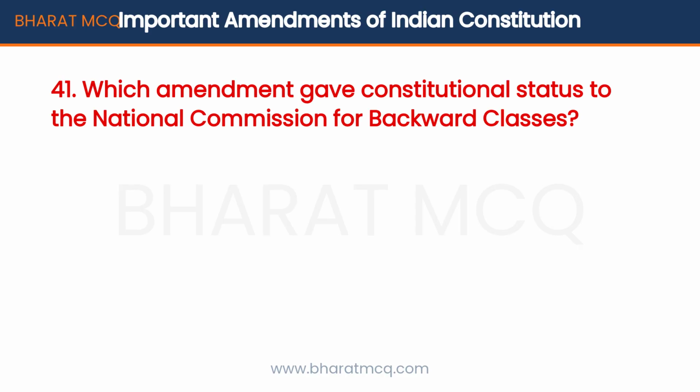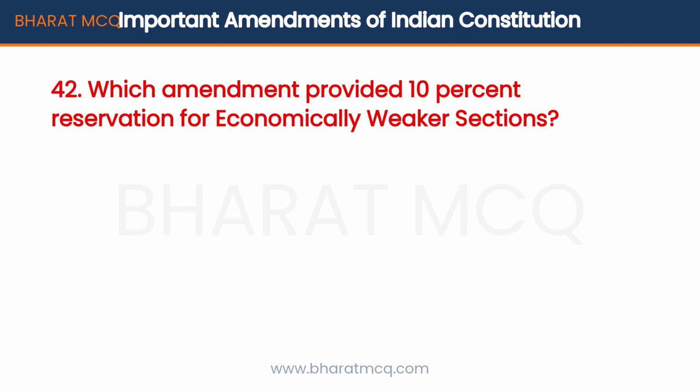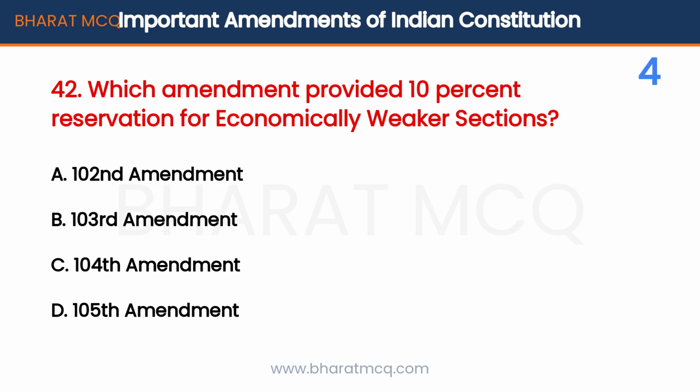41. Which amendment gave constitutional status to the National Commission for Backward Classes? The correct answer is 102nd Amendment. 42. Which amendment provided 10% reservation for economically weaker sections? The correct answer is 103rd Amendment.